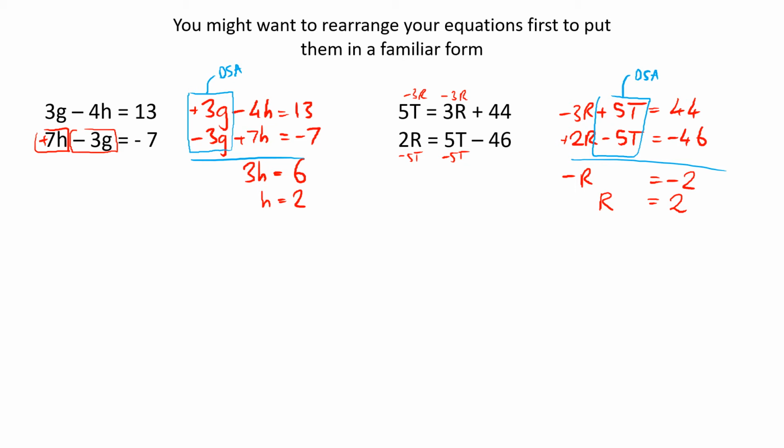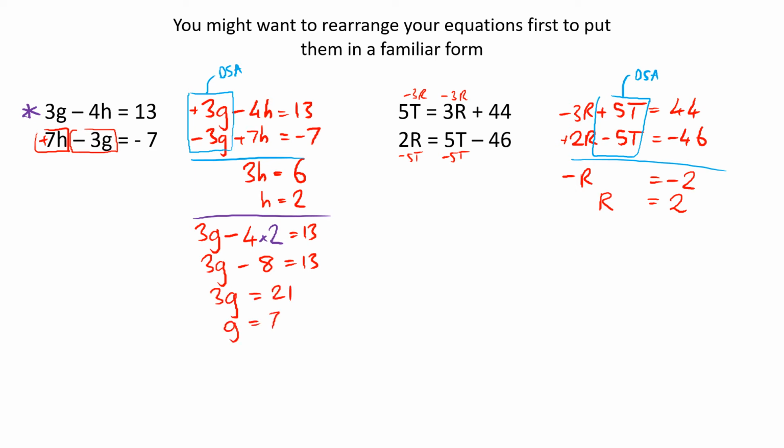Well, the next step was to take your answer and to substitute it into one of the other equations. So which one would you pick? I'm going to pick this one, but it should work with any of them. According to that, 3g, and we don't know g, minus 4h, and we do know h, we know h is equal to 2, is equal to 13. So what could we do with that? Well, we would multiply out, and then we'd add the 8 to the other side, and we'd divide by 3. So we've got our two answers here, h is 2 and g is 7.